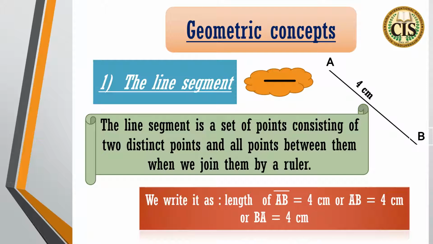We can write it as length of AB equals 4 centimeters, or AB = 4 centimeters, or BA = 4 centimeters.